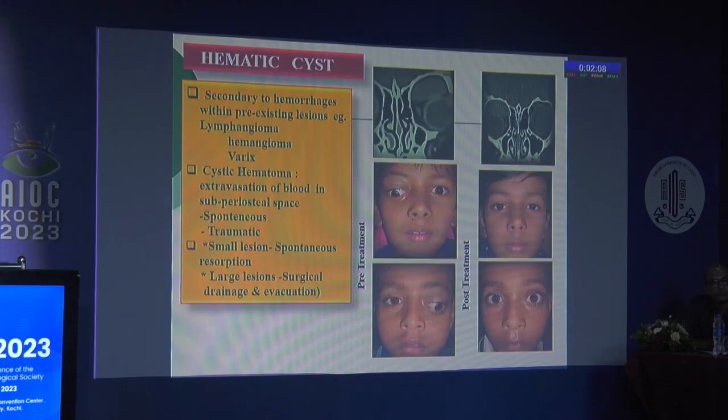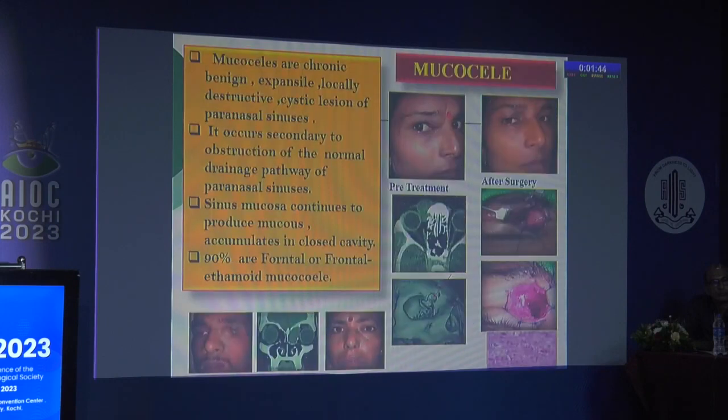Then hematic cyst, which occurs secondary to hemorrhage within a pre-existing lesion, like lymphangiomas, or cystic hematoma, which is because of the extravasation of blood in the subperiosteal space, and which can be either spontaneous or traumatic. For small lesions, we did not do any intervention, but for large lesions, surgical excision was required.